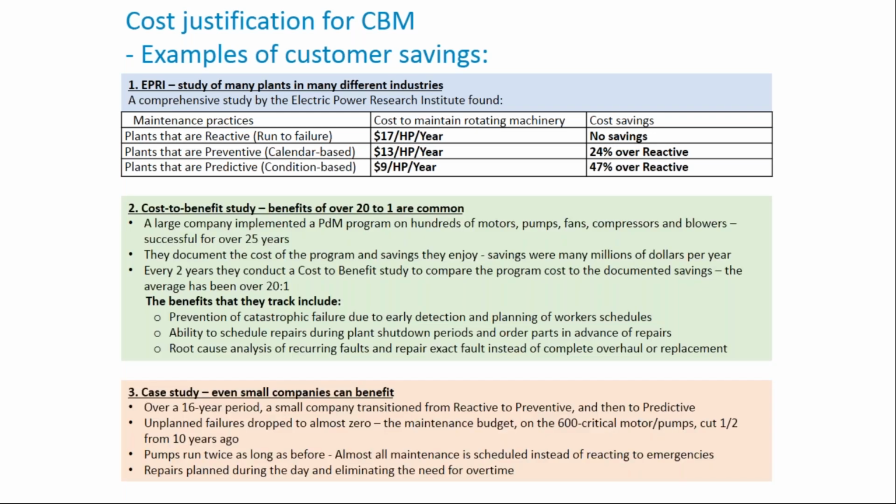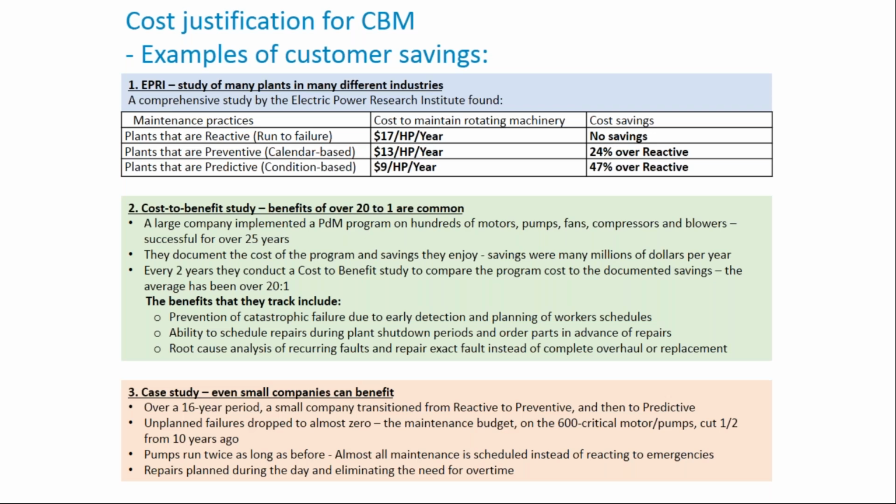So here are three different case studies over the years, and there's literally hundreds of different case studies, but to find one for your specific industry, your specific machine type is going to be tough to do because people just aren't sharing that information. Number one is a general study done by the Electric Power Research Institute many years ago that showed that across all industries, trending or condition-based maintenance is 47% cost savings over run to failure maintenance. Everybody has seen that study. It's very common, but it's pretty global.